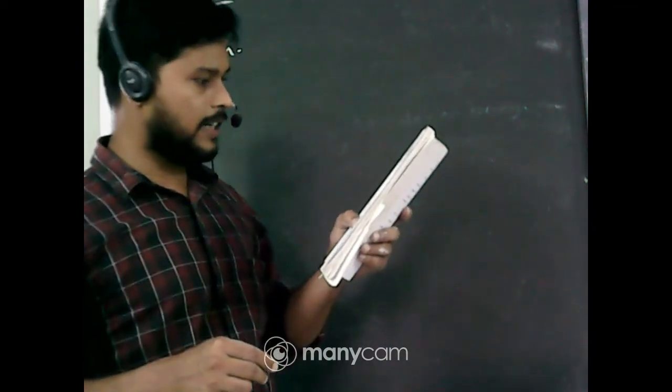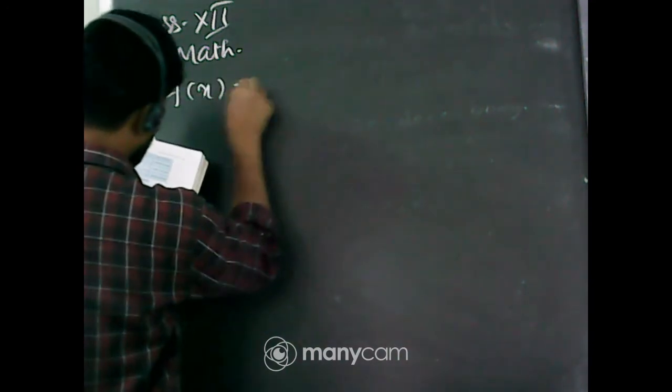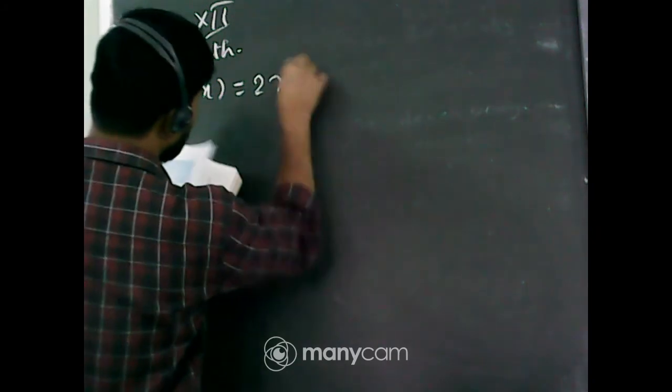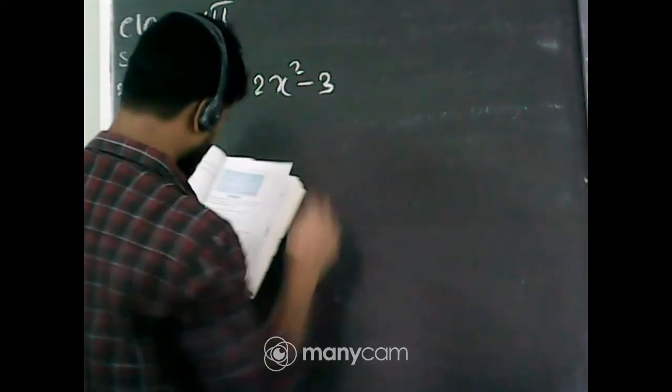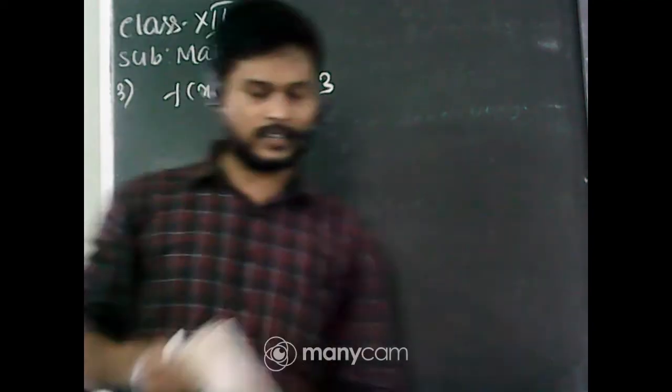Find the interval in which the function. Question number 3, we have to find the interval in which the function f of x is equal to 2x square minus 3 is strictly increasing and strictly decreasing.